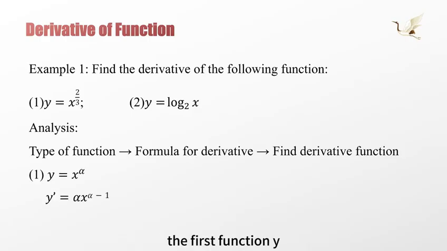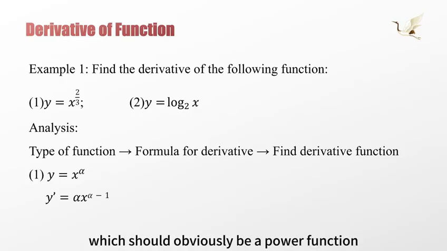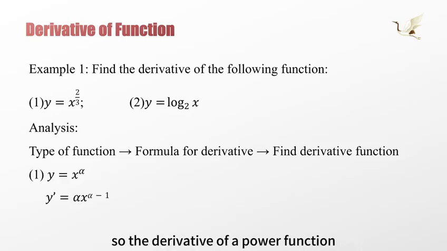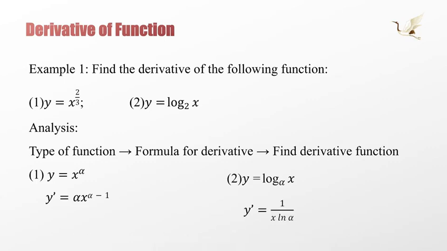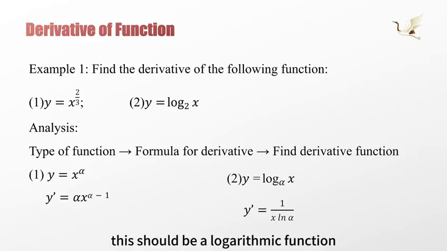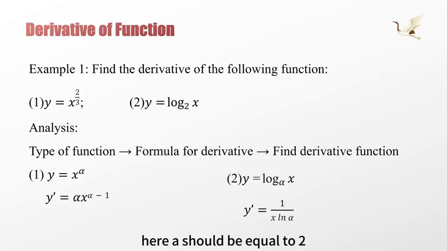The first function y is equal to x to the 2/3 power, which should obviously be a power function. So the derivative of a power function is equal to alpha times x to the alpha minus 1 power. In this problem, alpha should be equal to 2/3. The second one should be a logarithmic function with a base equal to 2. So the derivative of a logarithmic function is 1 over x ln a. Here, a should be equal to 2.